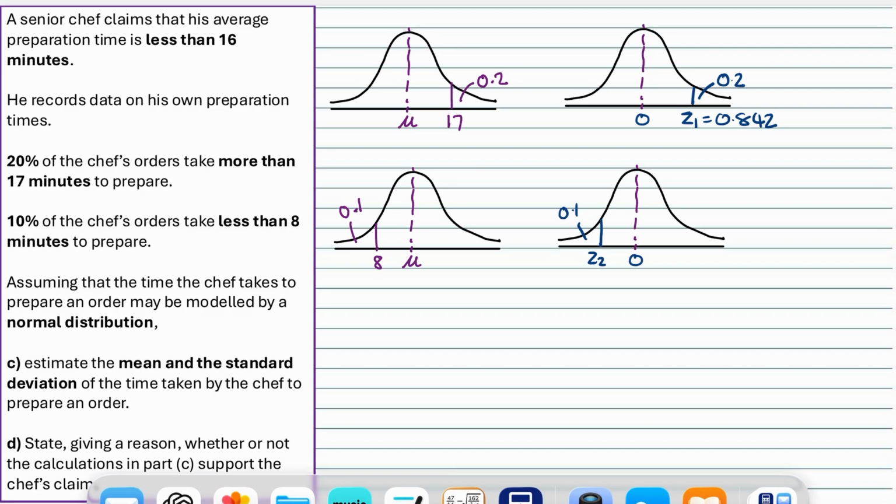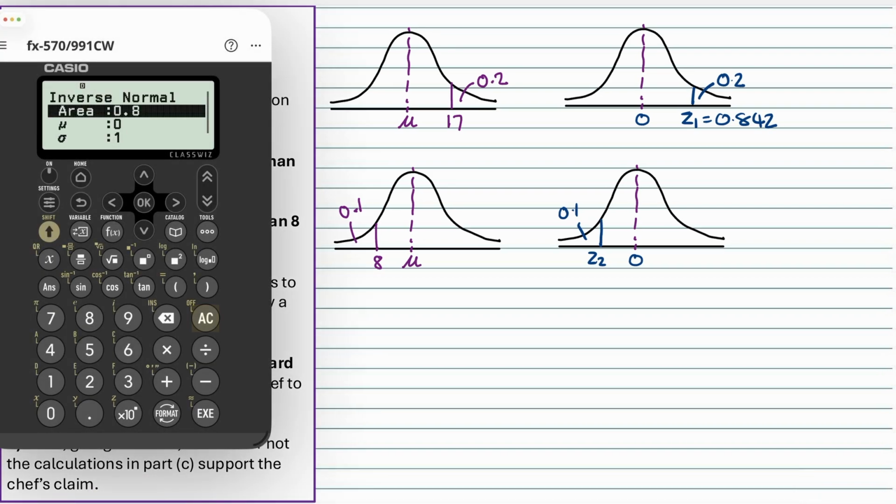And then for the second one, we'll clear this. Now we're looking at the area of 0.1. We've got the same average and standard deviation. So for Z2, we've got negative 1.28.